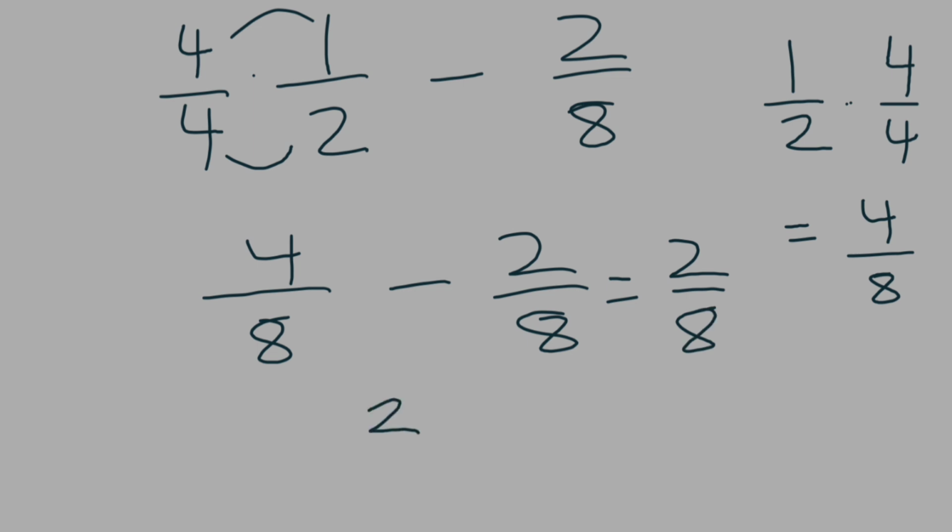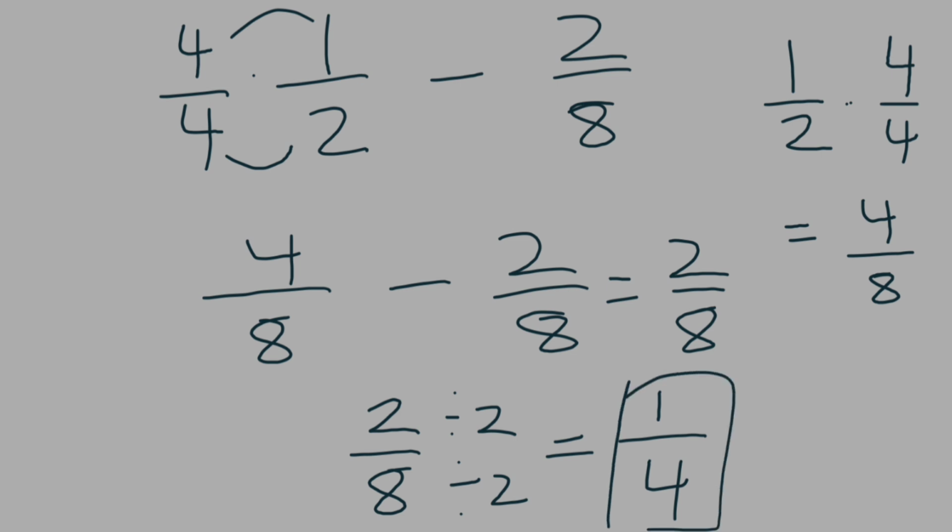Now I can reduce this fraction. 2 over 8 can be reduced if I divide the top and the bottom number by 2, because both the numbers are divisible by 2. 2 divided by 2 is 1, and 8 divided by 2 is 4. So our final answer is going to be 1/4.